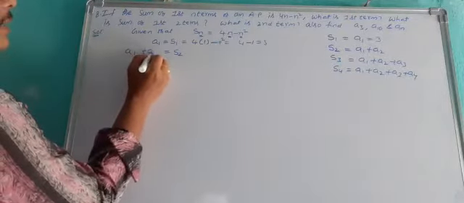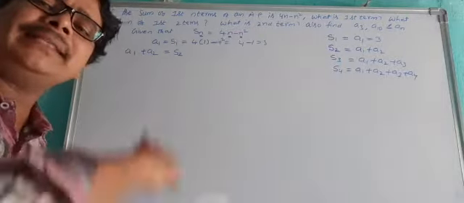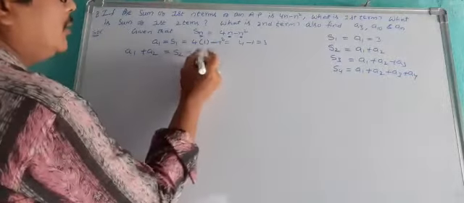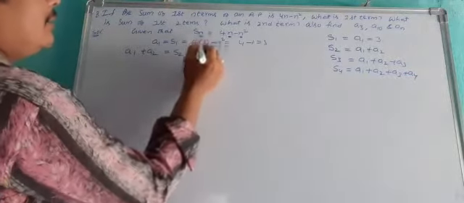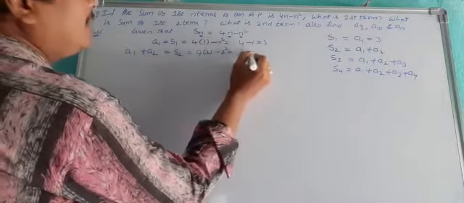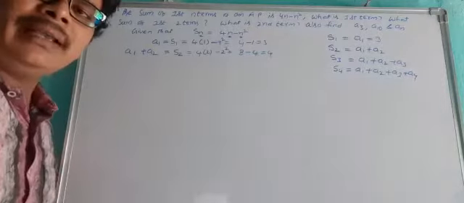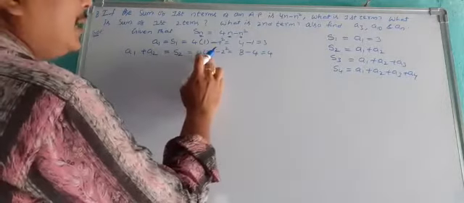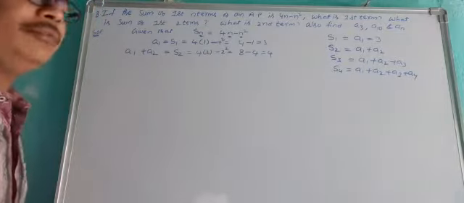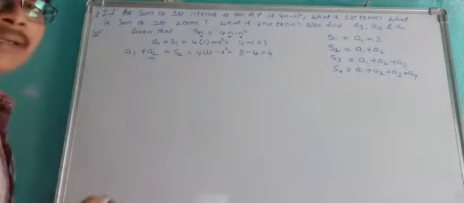Next, S2. S2 means what? A1 plus A2. The sum of the first two terms, A1 plus A2, equals S2. So S2 equals, instead of n you have to substitute 2. 4 into 2 minus 2 square means 8 minus 4, that equals 4. So how to find A2 here?